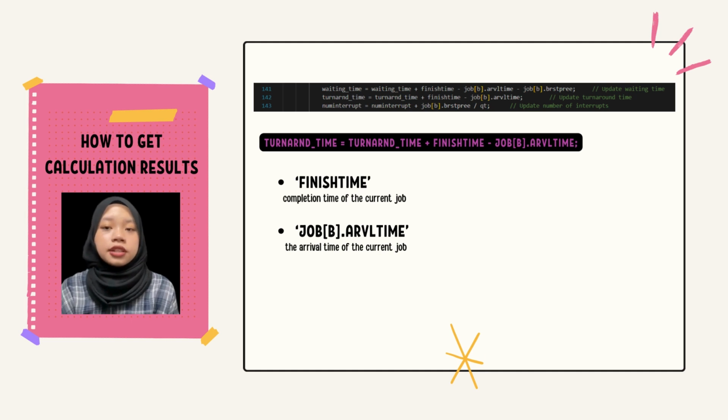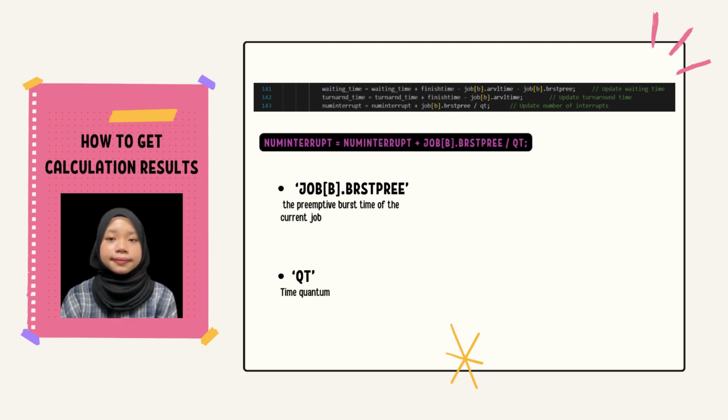which might happen in certain scheduling scenarios. Turnaround time is then added to the current total turnaround time. The variable turnaround time accumulates the turnaround times for all processed jobs. Num interrupts calculates the number of interrupts by dividing the preemptive burst time by the time quantum and adding this to the current total number of interrupts.